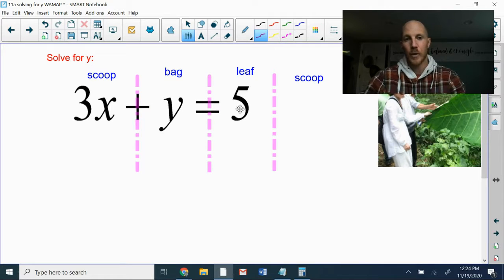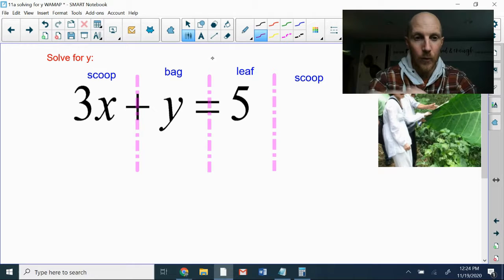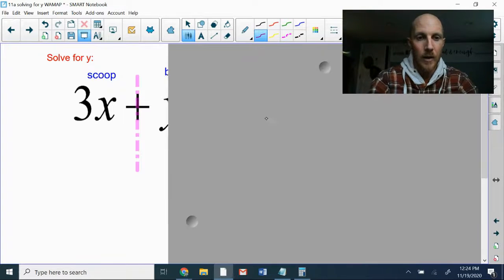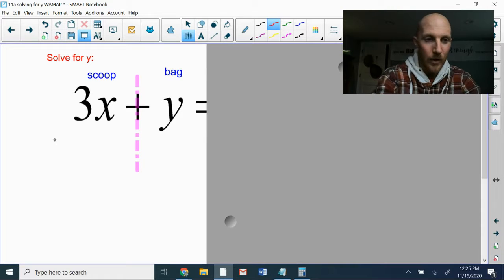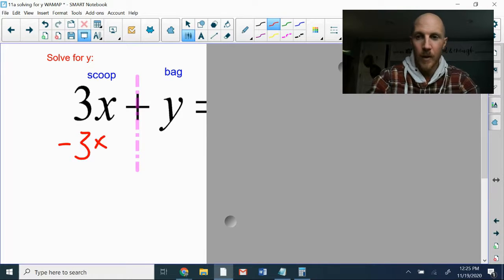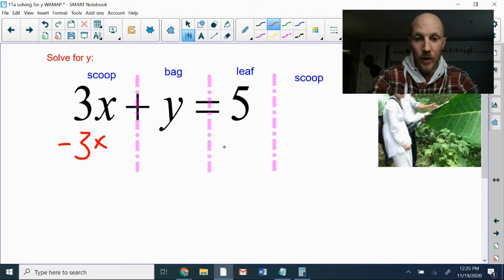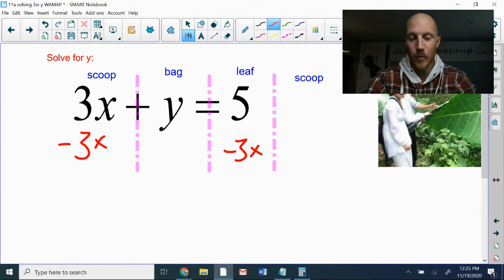So 3x plus y equals 5. If you don't like the story, that's fine. We can just say, hey, look, an equation. If we're going to solve for y, I need to get the y by itself. So I found the y here on the left-hand side of the equal sign. I'm going to leave the y alone. I need to get rid of this 3x. So to get rid of 3x, I need to subtract. And on the other side of the equal sign, I will have to do the same thing to keep this balanced.